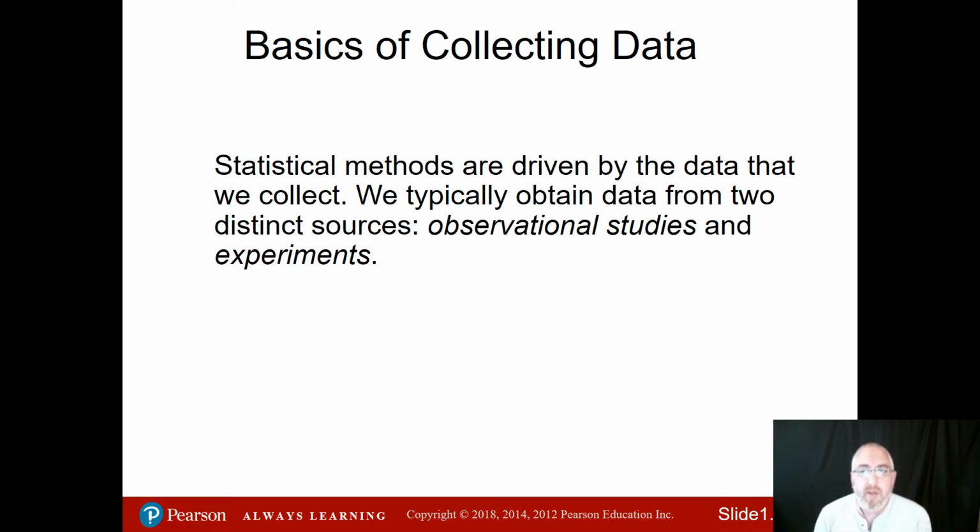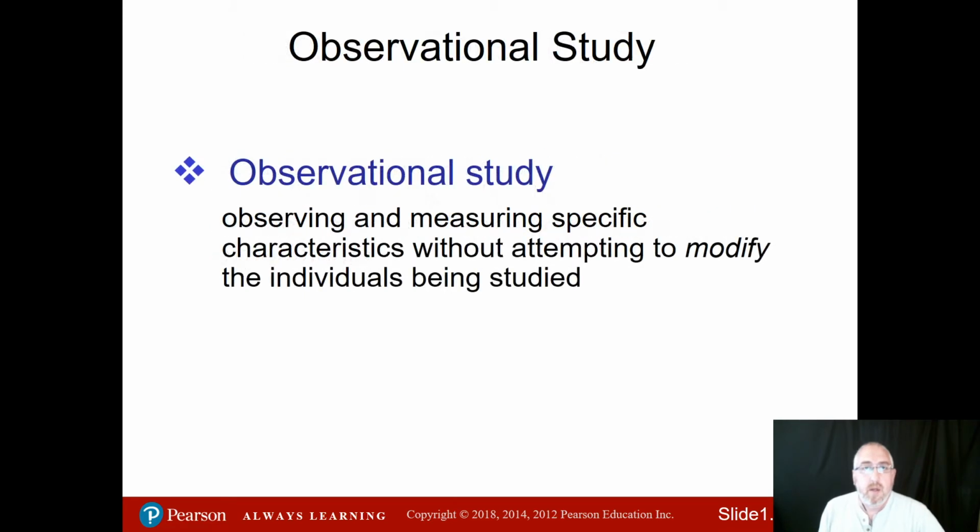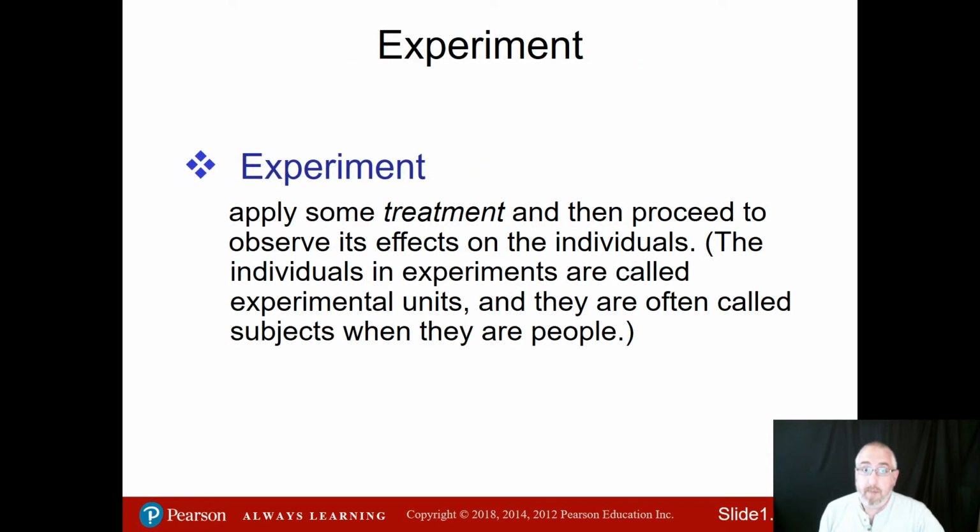Statistical methods are driven by the data that we collect. We typically obtain data from two distinct sources: observational studies and experiments. Observational studies by definition are when you are observing and measuring specific characteristics without attempting to modify the individuals being studied. So again, very important that you're not modifying things. Whereas with an experiment, now we're applying some treatment and then proceeding to observe its effects on the individuals.